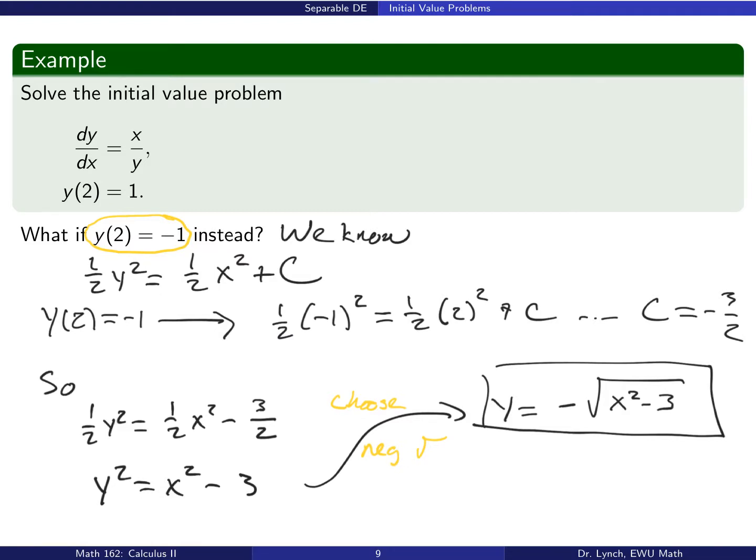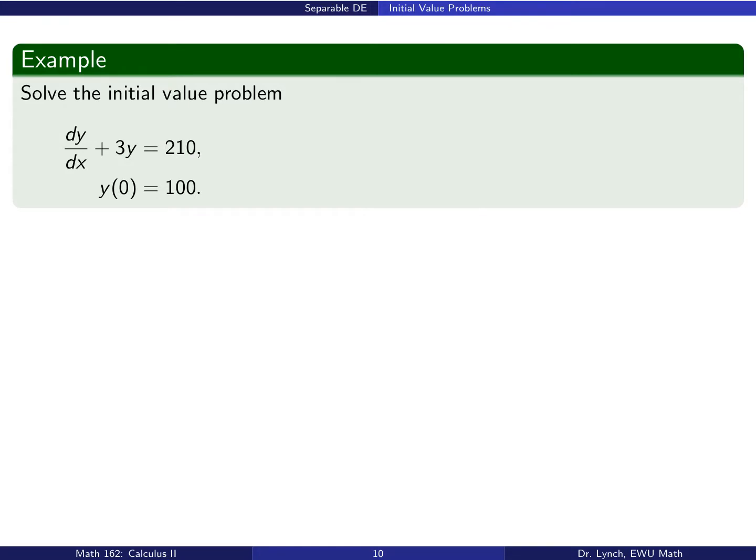Okay, let's do one more example. Let's solve the initial value problem dy/dx plus 3y equals 210. Now, initially, it doesn't look exactly like a separable differential equation, but we'll go ahead and rewrite it so it does.